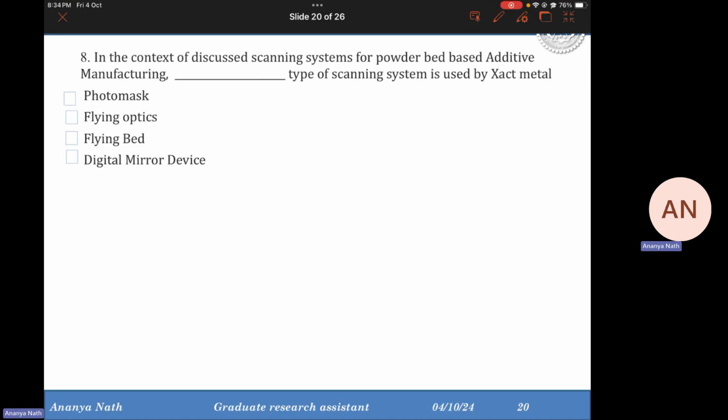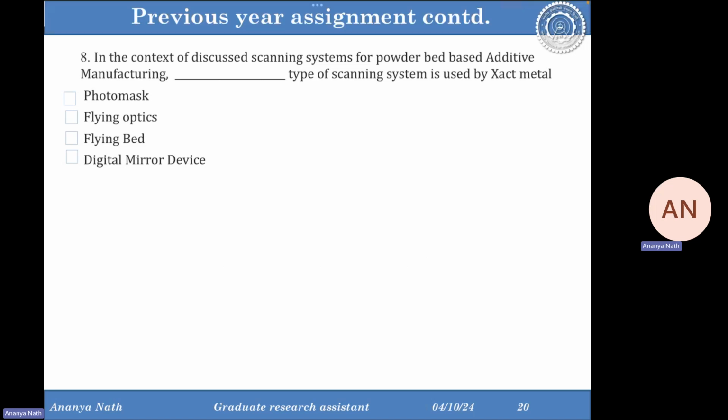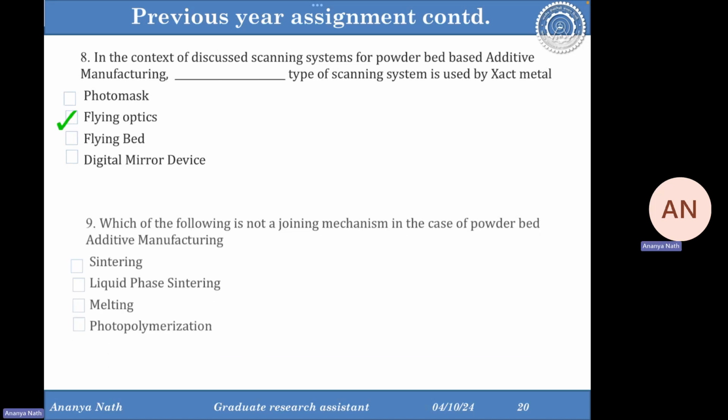So in the context of the discussed scanning systems for powder based additive manufacturing, the flying optics type of scanning system is used by Xact Metal. Company based, you have to remember it.